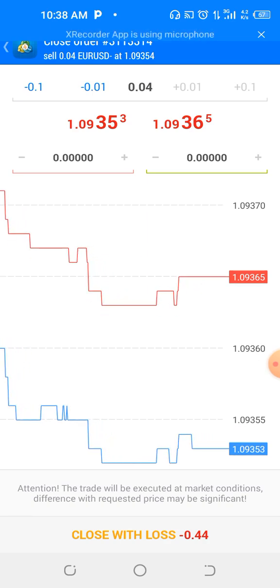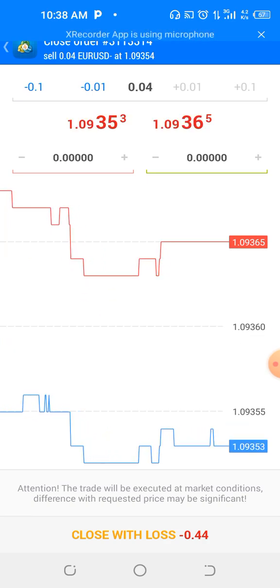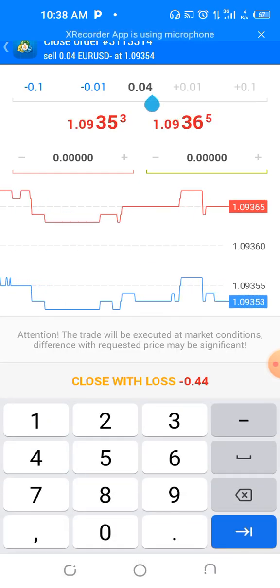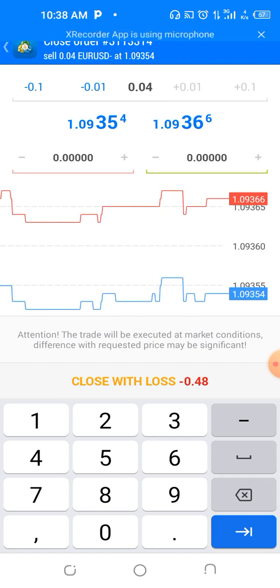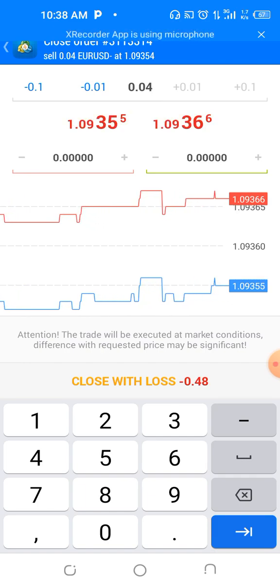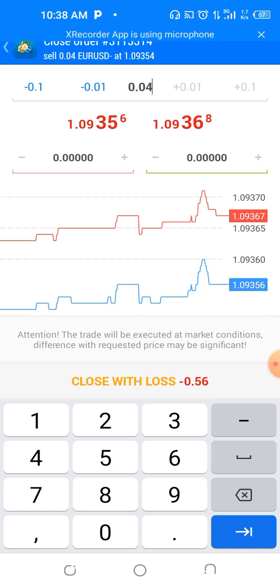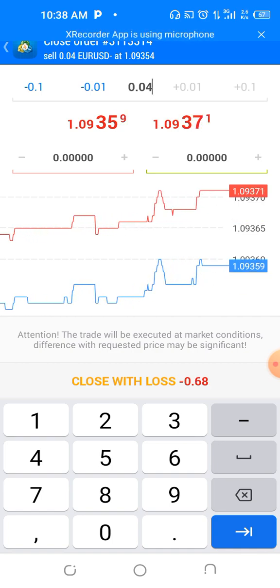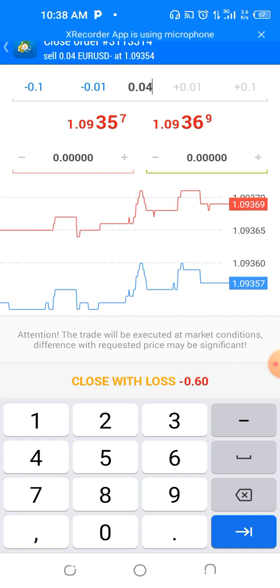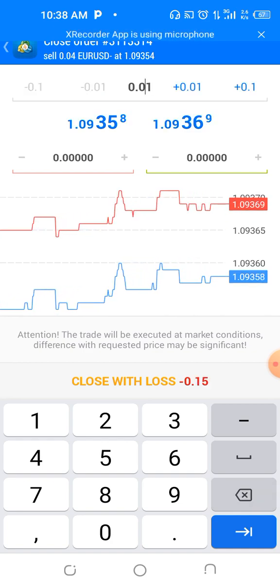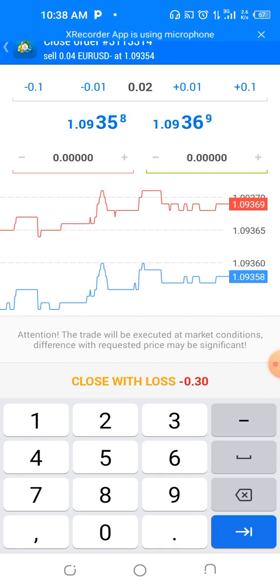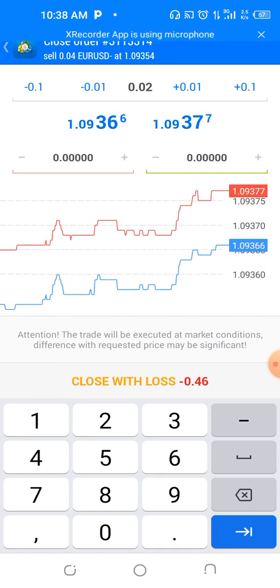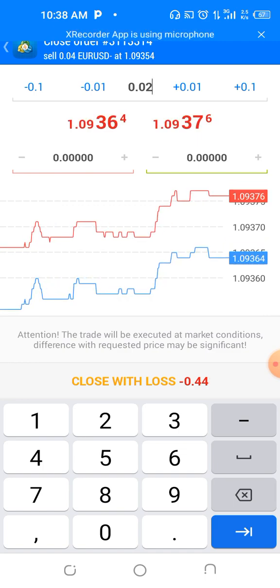So now before we click on close, we'll come here to adjust. This is a 0.04 lot size trade, that is, this is a 40 cent trade. Now we want to close half of it. So what we do, we adjust the lot size here. Let's close half of it. We now make it 0.02. Okay, and now close with loss size.